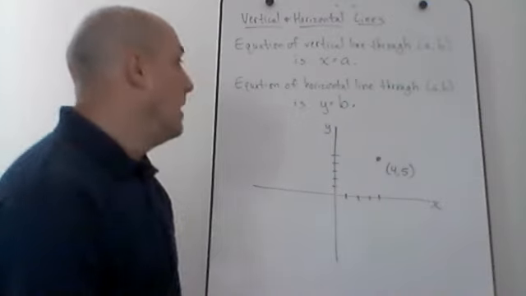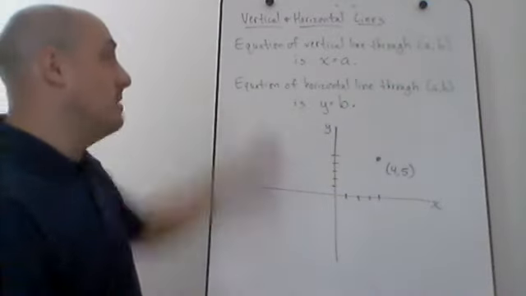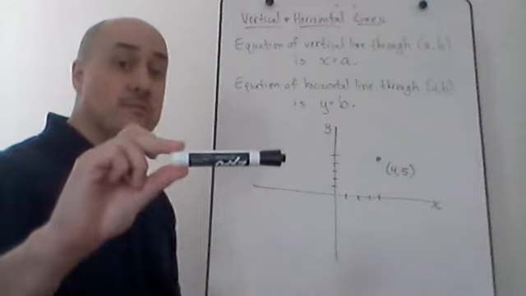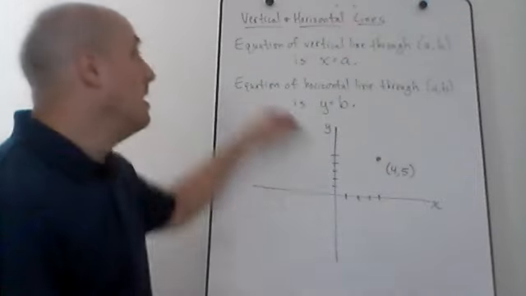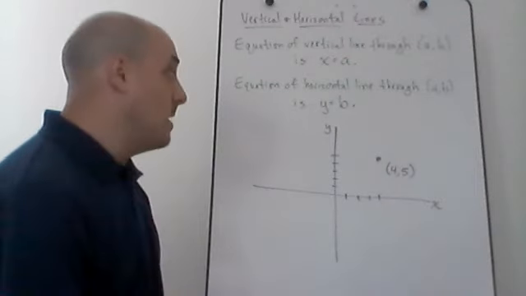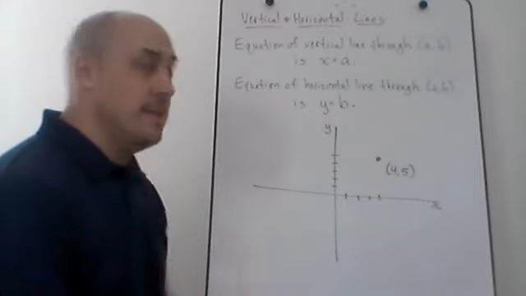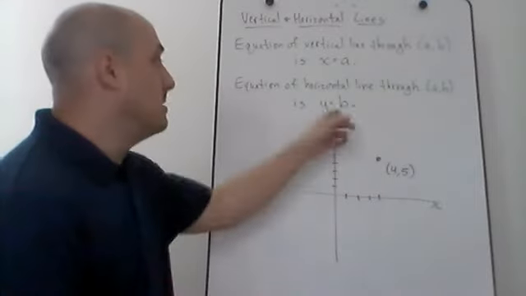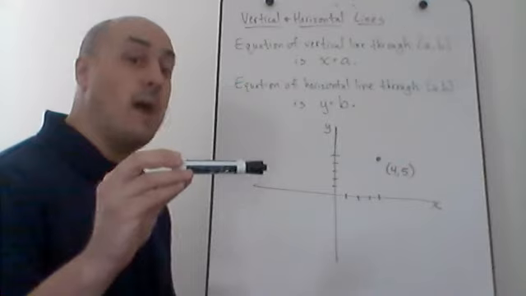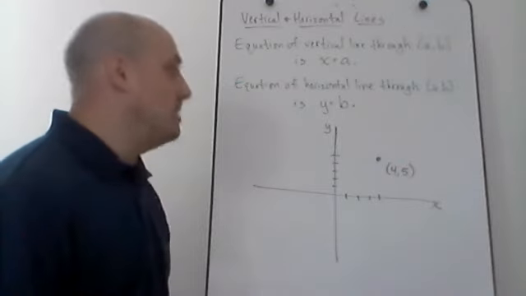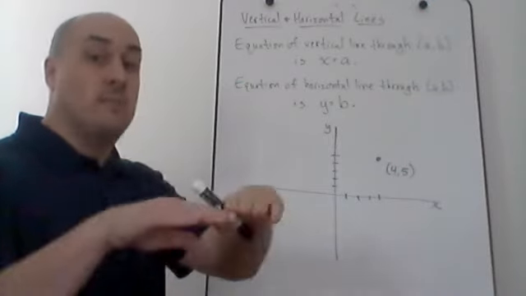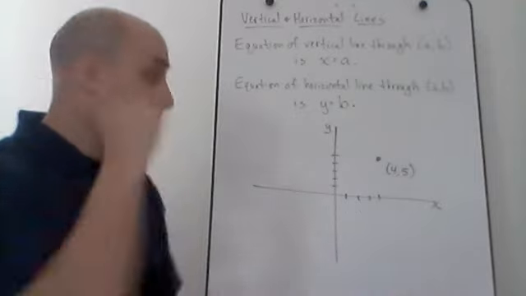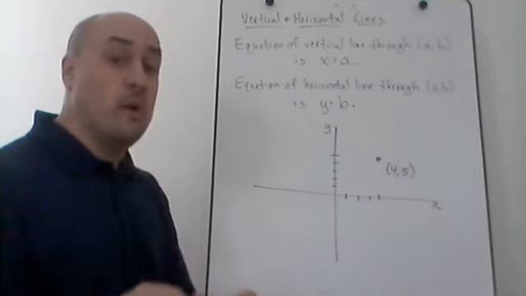So the equation of that line is just x is equal to whatever that x-coordinate is that line is going through. And then on the other side, the equation of a horizontal line. A horizontal line is just a flat line going straight across like that. The equation of a horizontal line through the point (a, b) is y equals b. So for a horizontal line, the equation is y equals a number, and the number that y is equal to is just the y-coordinate of the point that line is going through, or the y-coordinate of any point on that horizontal line.